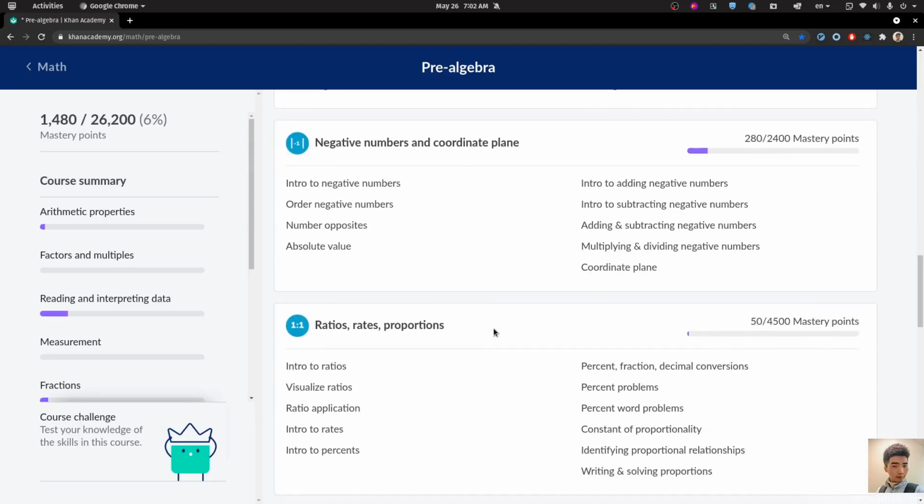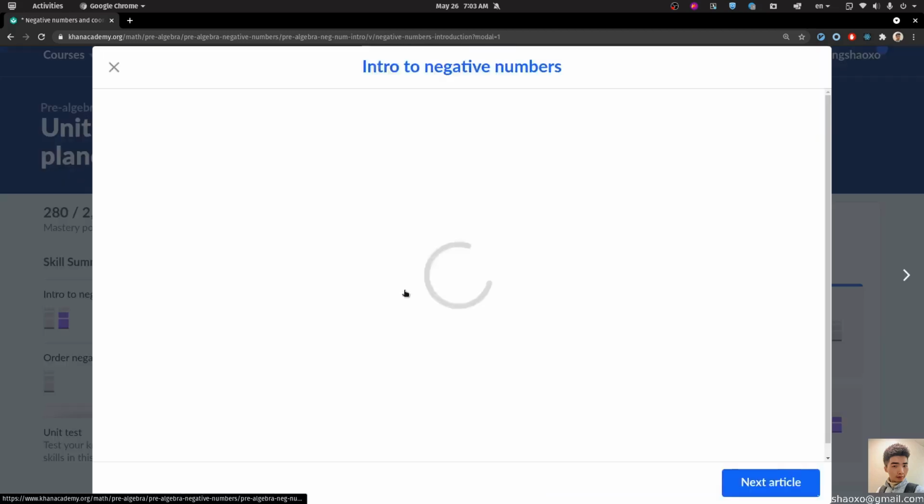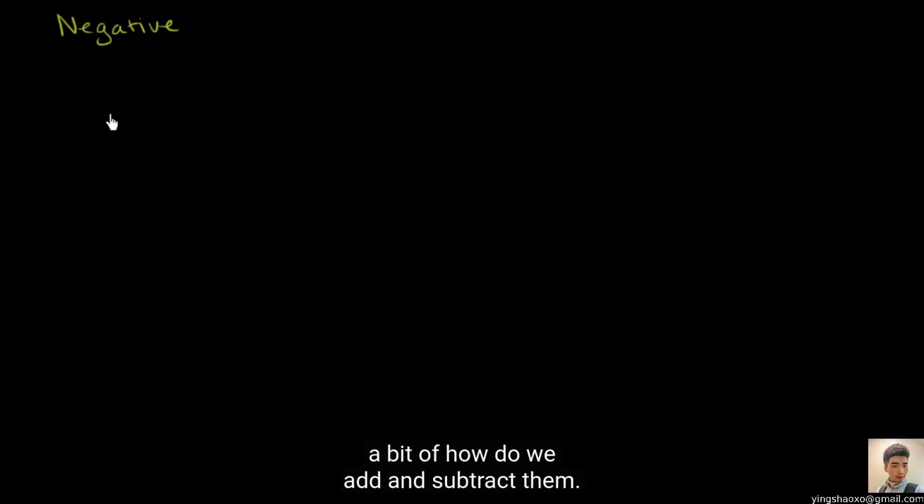Today we are going to learn about negative numbers and the coordinate plane. But to be honest, those are two different things, totally different. For the negatives, let's have a look at the introduction. In this video, I want to familiarize ourselves with negative numbers and also learn a bit of how we add and subtract them. When you first encounter them, they look like this deep and mysterious thing.